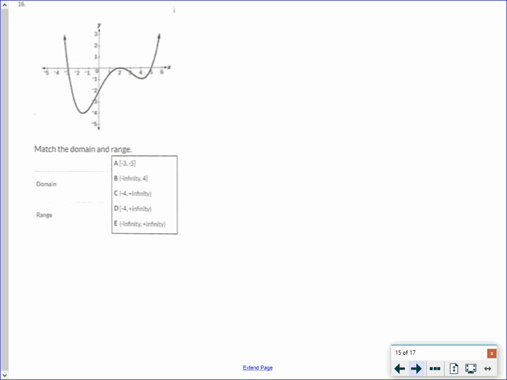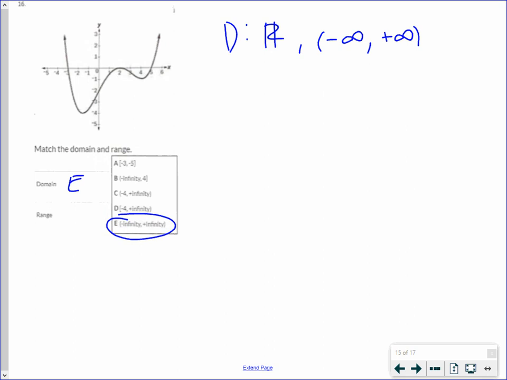Number 16, match the domain and range. So our domain here, we can see we're going on forever to the left and to the right. So we know our domain is all real numbers, or in other words, negative infinity to positive infinity. And it looks like that's going to be our answer choice, E over here. So our domain is E.